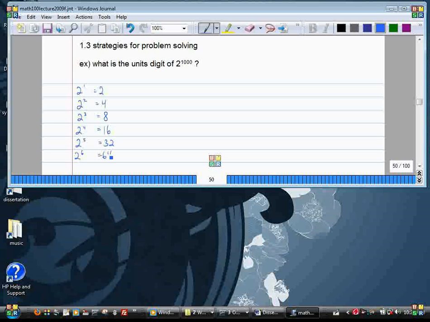Now before I go ahead and write down every single power of 2, we only care about one part of this. Which part do we care about? We only care about the ones digit. So you tell me. Yeah, because the next number would be 128. So the ones digit is going to be 8. And the next number is going to be 256.